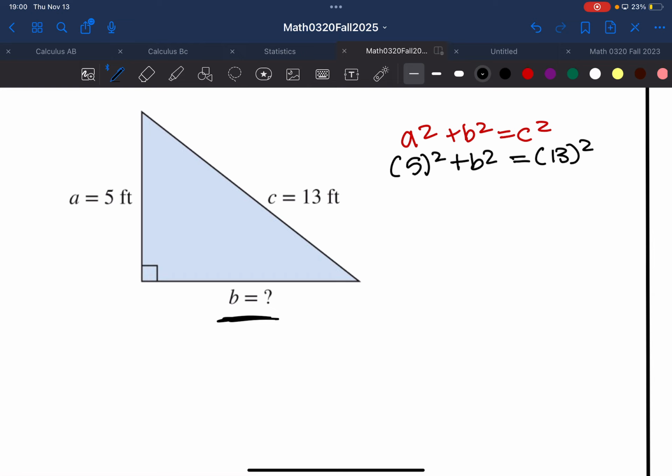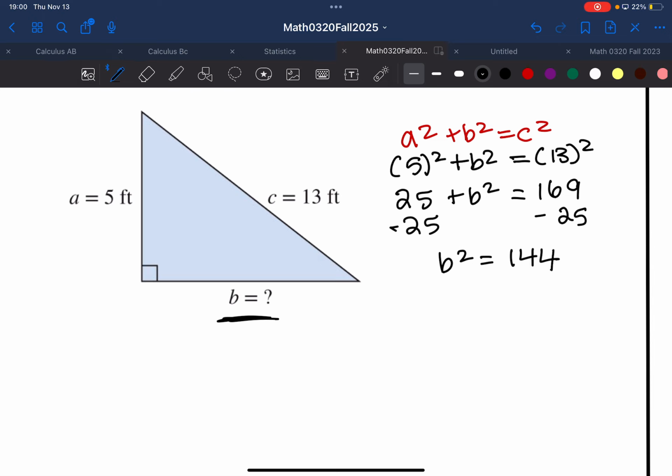So the reason why it's bringing in Pythagorean theorem again is because we're talking about squares and square roots. So you know that 5 squared is 25 plus b squared. And 13 squared? 169. And then to solve for b squared, what would we do? Subtract 25. And so we have b squared is equal to 144. Okay, now what? Take the square root. And so b is equal to 12.